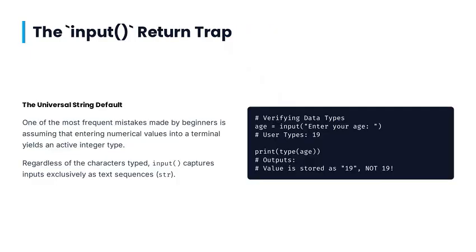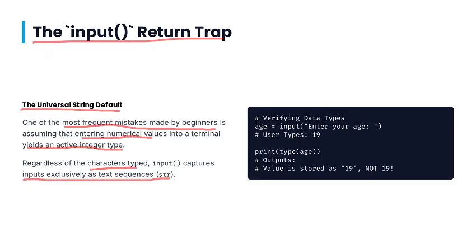Then comes the input return trap. The universal string default. One of the most frequent mistakes made by beginners is assuming that entering numerical values into a terminal yields an active integer type. Regardless of the character's type, input captures input exclusively as text sequences, that is, a string.